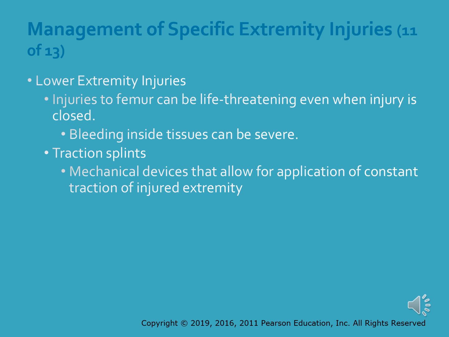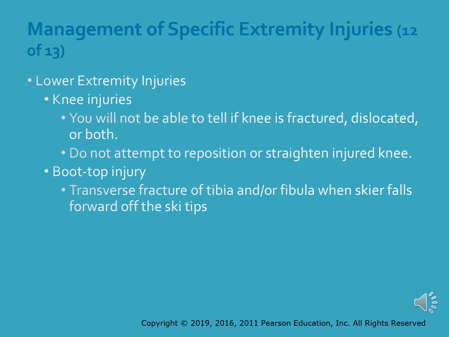When you have a knee injury, you will not be able to tell if the knee is fractured, dislocated, or maybe even both. So do not attempt to reposition or straighten the injured knee. Then you have what's called a boot top injury, which is the transverse fracture of the tibia and or fibula when a skier falls forward off from the ski tips.